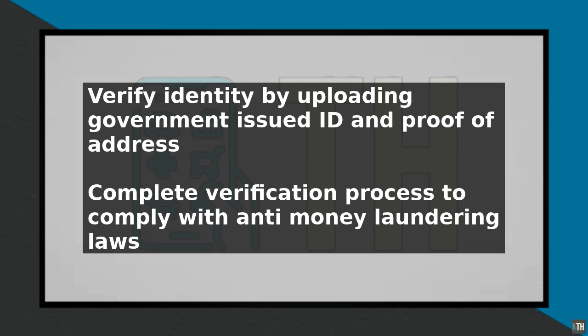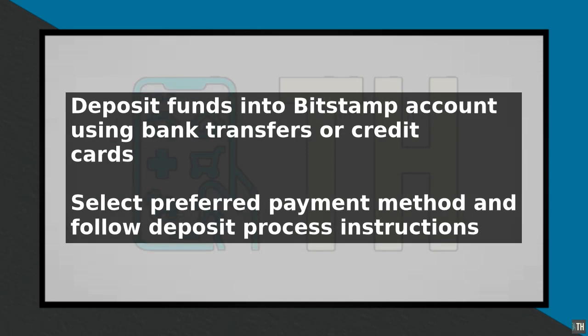With funds in your account, you can now buy Bitcoin. To do this, click on the Buy button and select Bitcoin as the cryptocurrency you want to buy. Enter the amount of Bitcoin you want to buy, or the amount of money you want to spend. Review the transaction details to make sure everything is correct. Then click on the Buy button to complete the transaction.